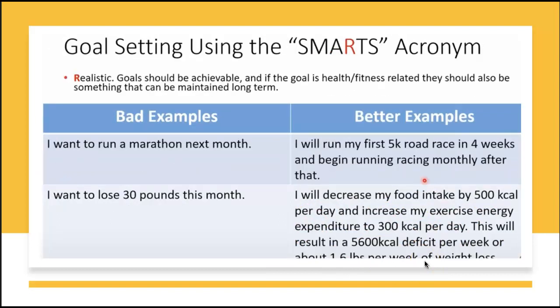So you want it to be realistic. I want to run a marathon in a month. No, you ain't going to do that. That's 26 miles. Holy cow. No, I want to run a 5K race in 4 weeks and then continue running after that. That's a good, realistic goal. I want to lose 30 pounds in a month. Yeah, you don't want to. That's too much weight. By the way, that's what the other thing about that girl. She lost too much weight in too short a time. So we want to do like 300 calories deficit. So that would be 5,000 calories per week or about a pound per week.